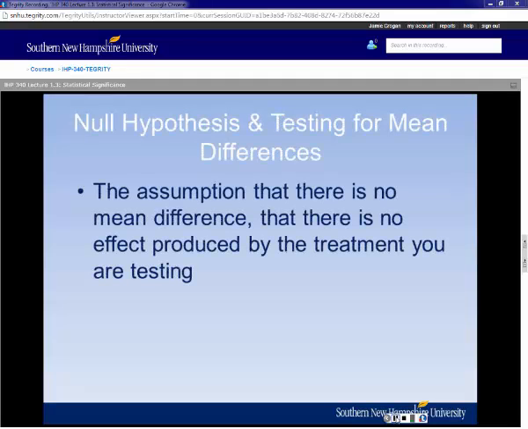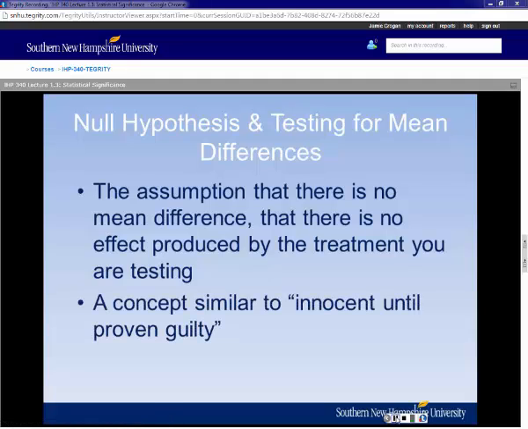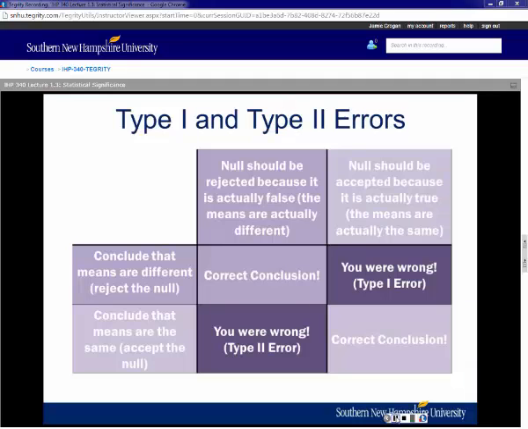We can do the same thing here. The null hypothesis is the assumption that there is no difference between these groups, or that there is no effect of the treatment that you applied. Again, similar to innocent until proven guilty, there is no effect of a treatment until we gather enough evidence to prove otherwise. We can have the same truth table, the same layout, with type 1 and type 2 errors in the same places, except now we're concluding that the means are different or the treatment had an effect, or we conclude that the means are the same and the treatment did not have an effect. And so there's still this type 1 error or a type 2 error.